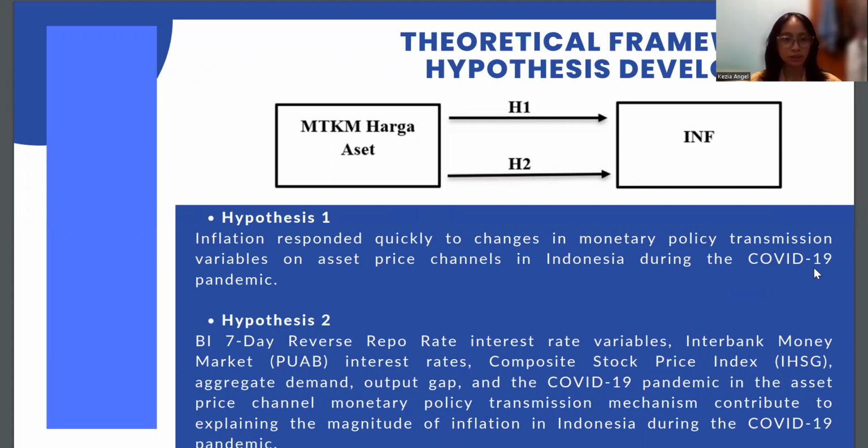The second hypothesis is based on the BI 7 days reverse repo rate interest rate variables, interbank money market PUAB interest rates, composite stock price index IHSG, aggregate demand, output gap, and the COVID-19 pandemic in the asset price channel monetary policy transmission mechanism contribute to explaining the magnitude of inflation in Indonesia during the COVID-19 pandemic.